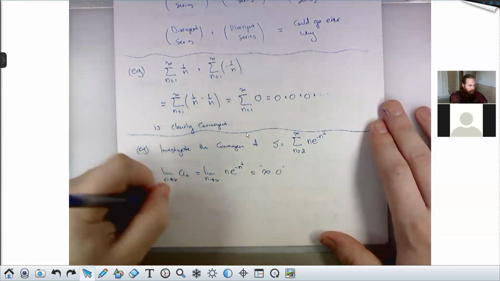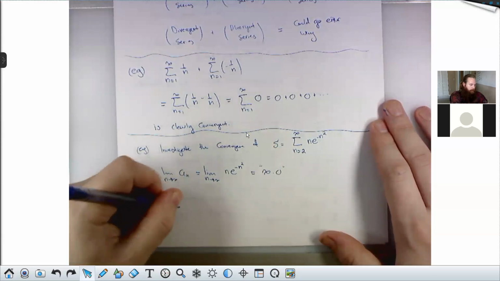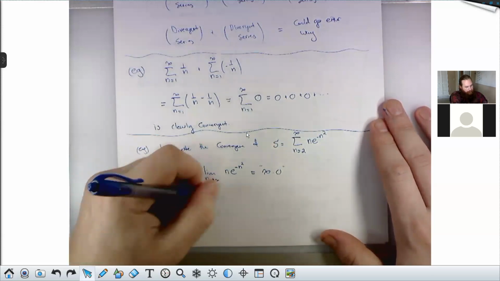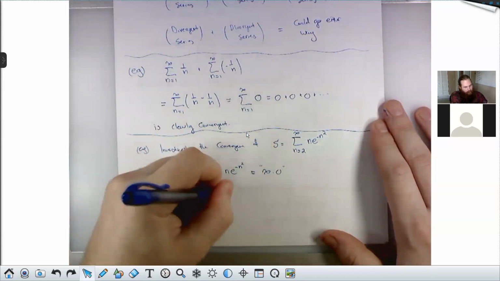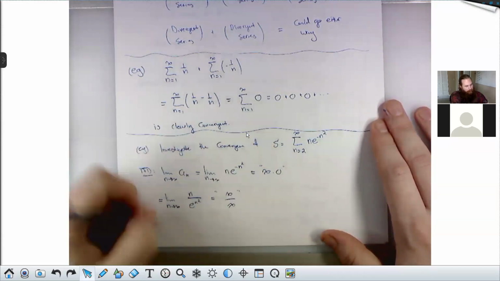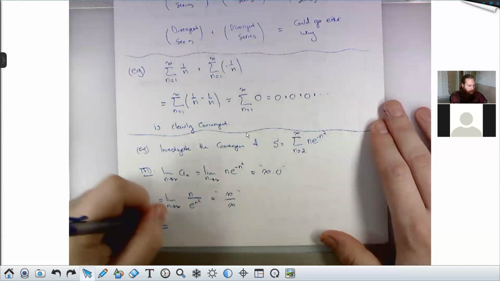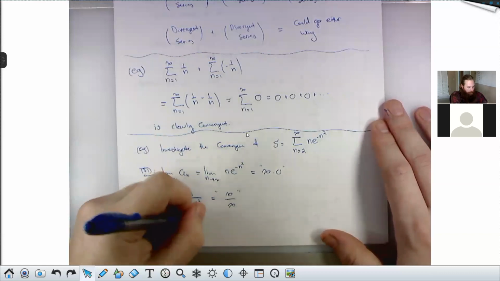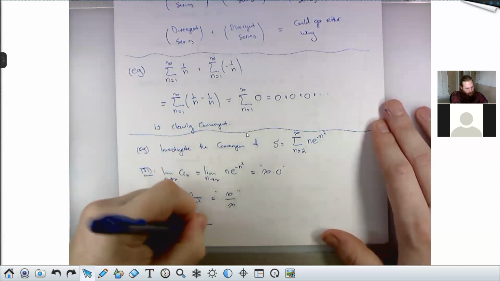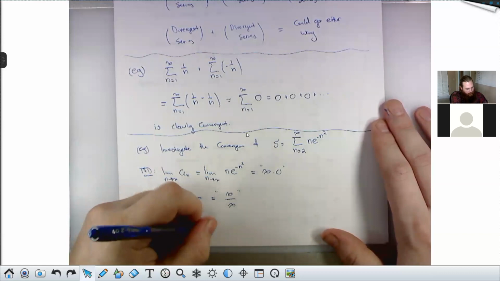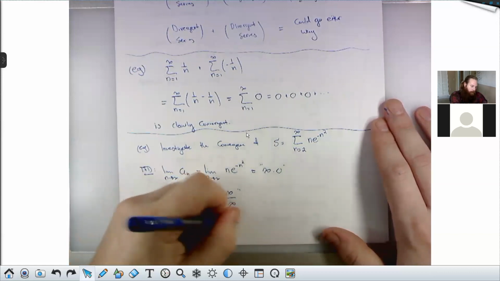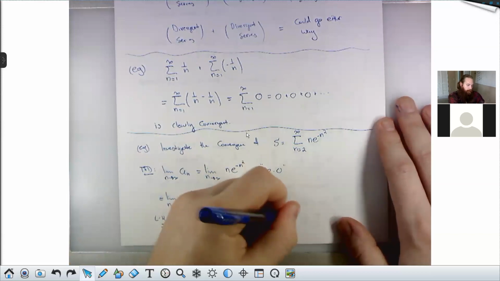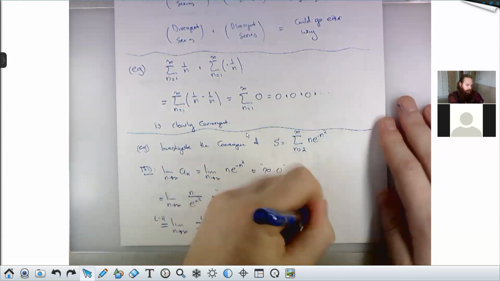So I can rewrite this as the limit as n goes to infinity of n over e to the n squared. That looks like infinity over infinity. So if I use L'Hopital's rule, I get 1 over 2n e to the n squared, which is 1 over infinity, which is 0. So TFD is inconclusive.